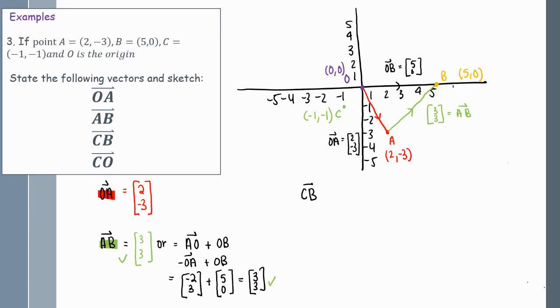I'm going to leave it here for you and you can try CB and CO, but I will just put up my solution to those right now.